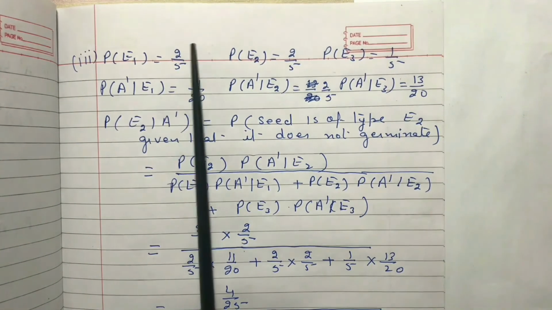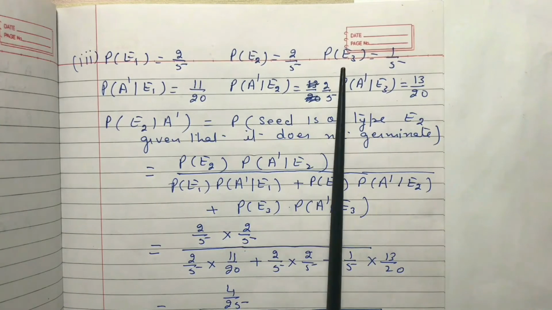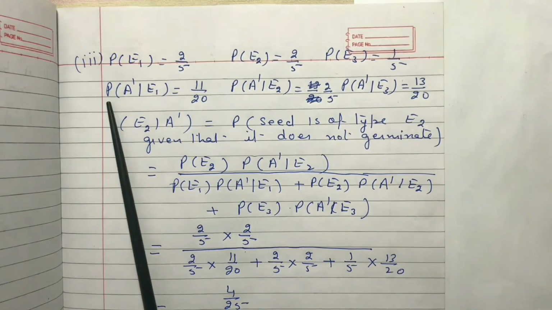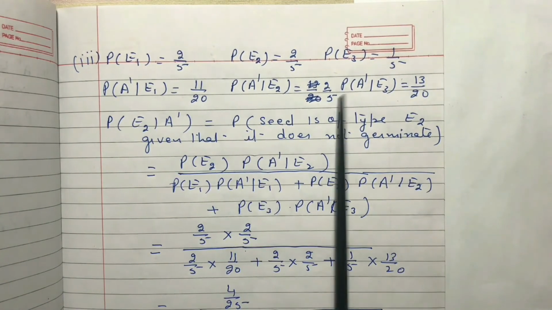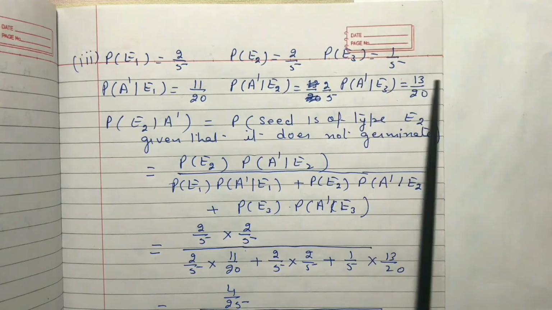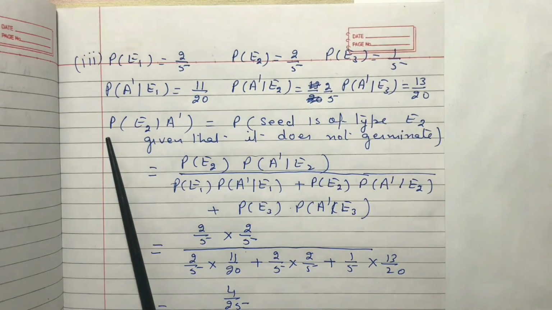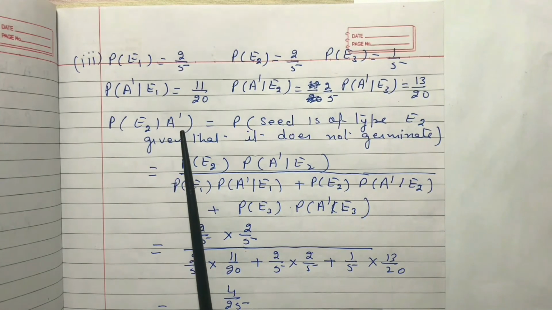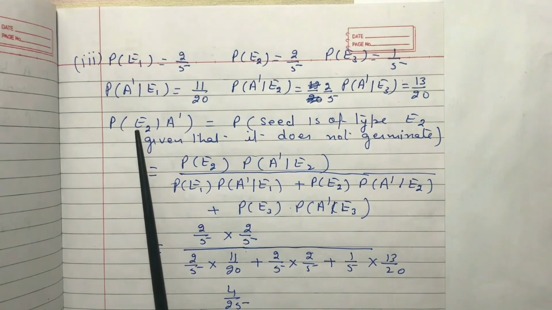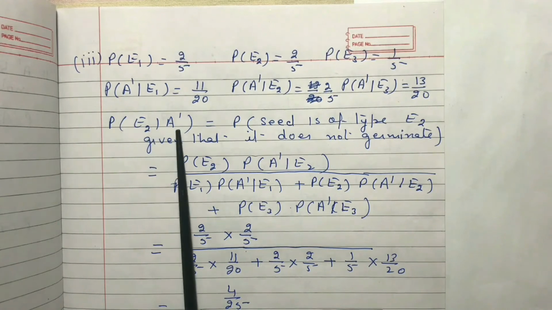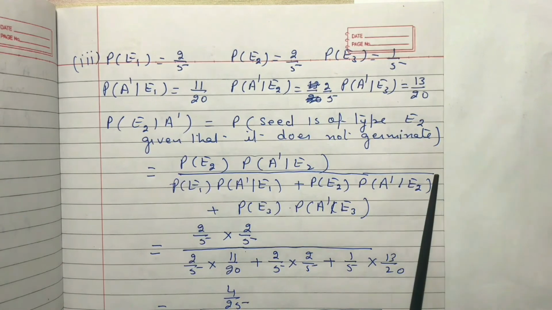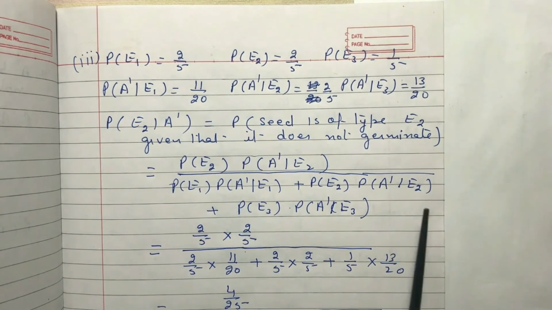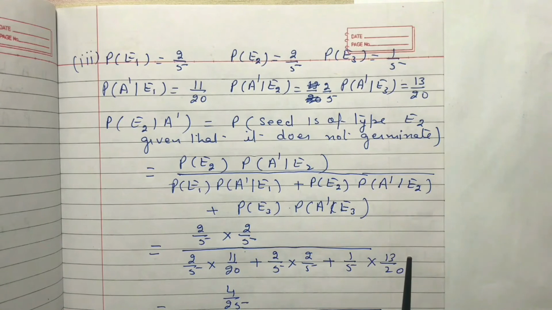Now probability of E1 is 2 by 5, probability of E2 is 2 by 5, probability of E3 is 1 by 5. Probability of A dash given E1 is 11 by 20, probability of A dash given E2 is 2 by 5, probability of A dash given E3 is 13 by 20. I am to answer probability of E2 given A dash. It means probability seed is of type E2 given that it doesn't germinate. So this is Bayes' theorem. Write the formula. Now you know how to write the formula and then substitute the values and you will get the answer. Let me substitute the values.